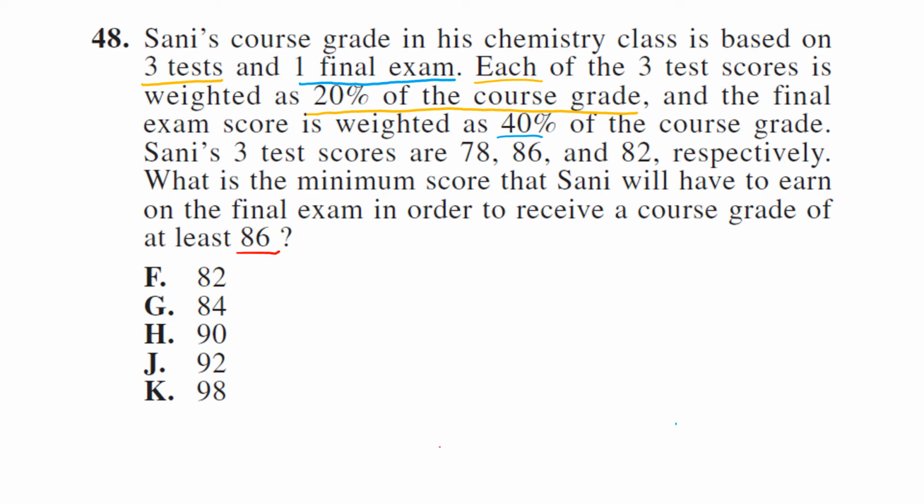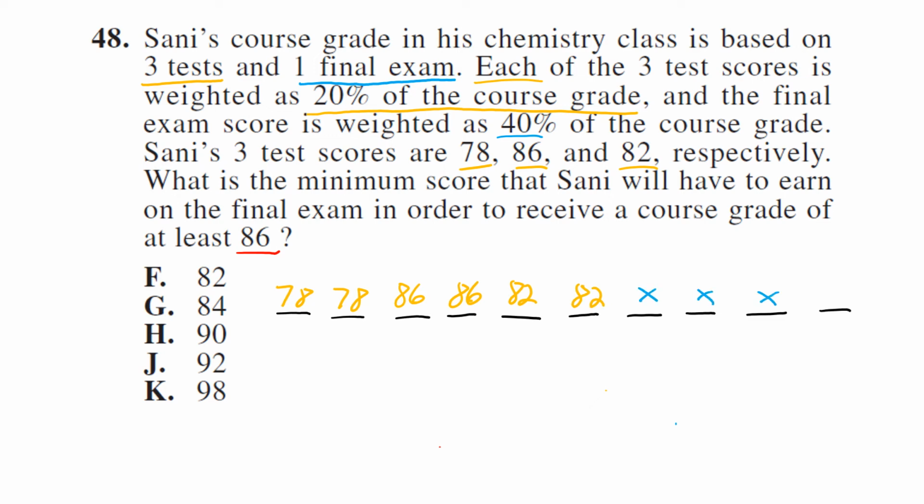So let's enter his test scores in. Let's just think we have, out of 100%, we're going to have 10 blanks, each representing 10%. So if he has a 78, we can say, well, that's a 78, and another 78 is 20%. Then 86, 86, and 82, 82. We have no idea what his exam grade will be, right? But we know that all this total is out of 100% or divided by 10, and we want it to equal at least 86.